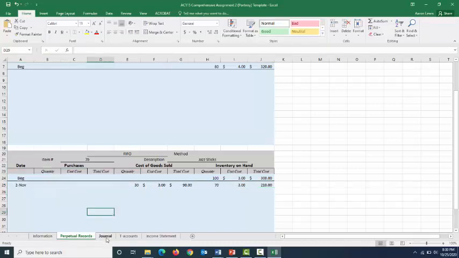So what are we going to record COGS for? We have it right here. It was the total cost of our cost of goods sold in that transaction.